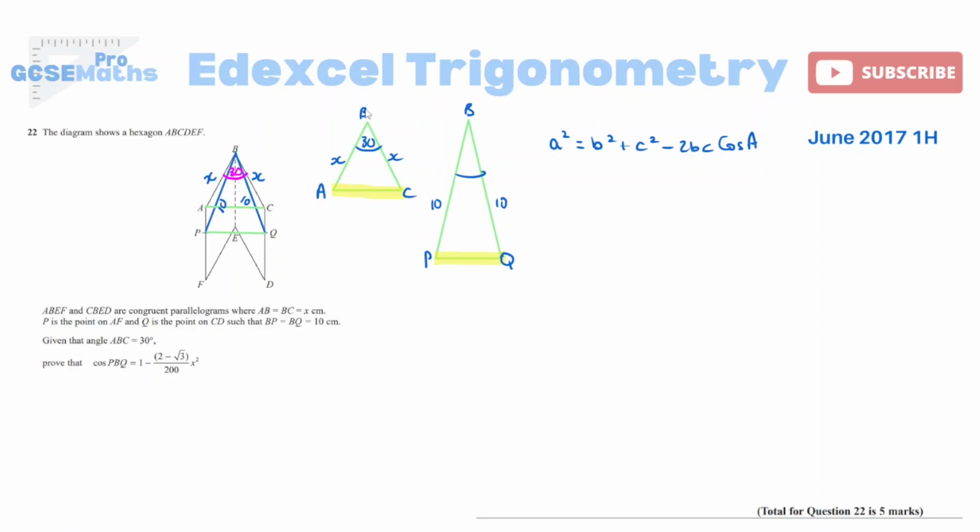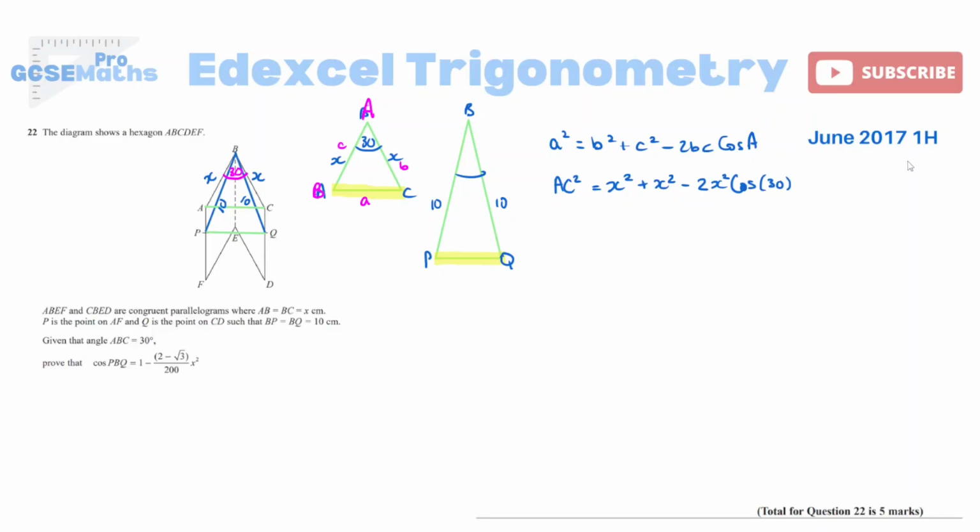So cosine rule is always based on angle A, and the angle we've been given is 30 degrees. Obviously you could work it out, but let's just keep it simple. That's angle A, so that's side A. Change that to B, side C, and so on. Now fill in your formula for triangle ABC. So that was AC squared is the same thing as x squared plus the other x squared minus 2 times x, which is x squared, times cos 30.